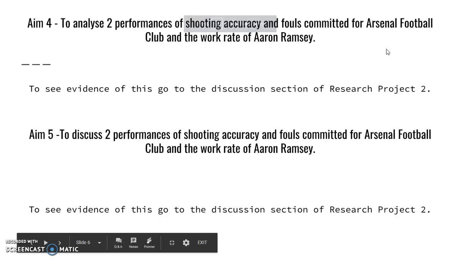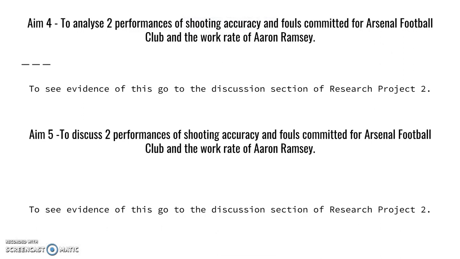Aims 4 and 5 have been put on the same slide because they can be backed up by the same piece of evidence, which is the discussion section of my research project 2, which is what I've just shown on screen. Aim 4 was to analyse 2 performances of shooting accuracy and fouls committed for Arsenal and the work rate of Aaron Ramsey. Aim 5 was to discuss 2 performances of shooting accuracy and fouls committed for Arsenal and the work rate of Aaron Ramsey.